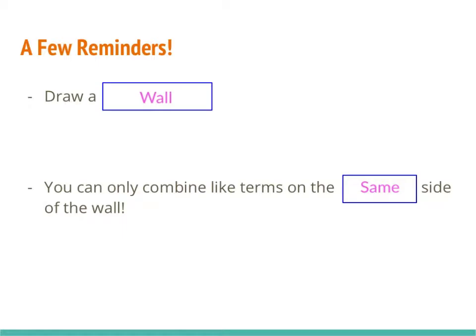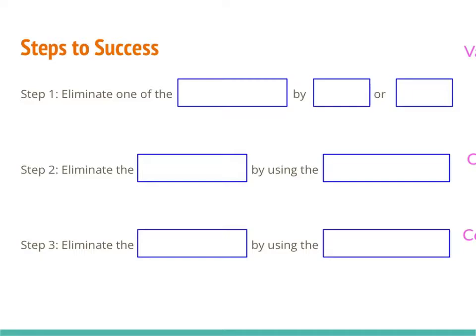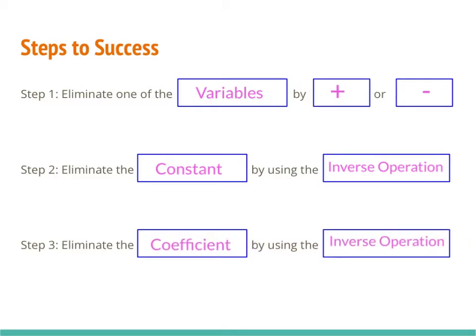Now let's take a look at some steps to success. When solving equations with variables on both sides, remember it's important to eliminate one of the variables by addition or subtraction, depending on if it's a positive or negative coefficient. Step two, we're going to eliminate the constant by using the inverse operation. And then finally, we're going to eliminate that coefficient by using the inverse operation. The last two steps are pretty much equation steps that we've been using since two-step equations. But that first one is we've got to eliminate a variable on one side, so we're down to just one variable before we begin. So let's go ahead and take a look at example A.